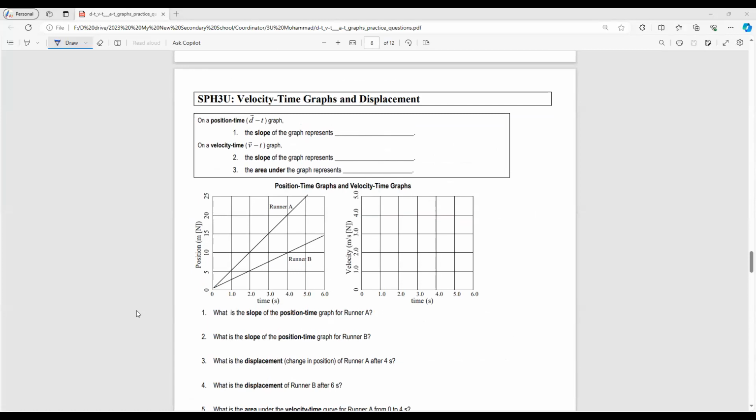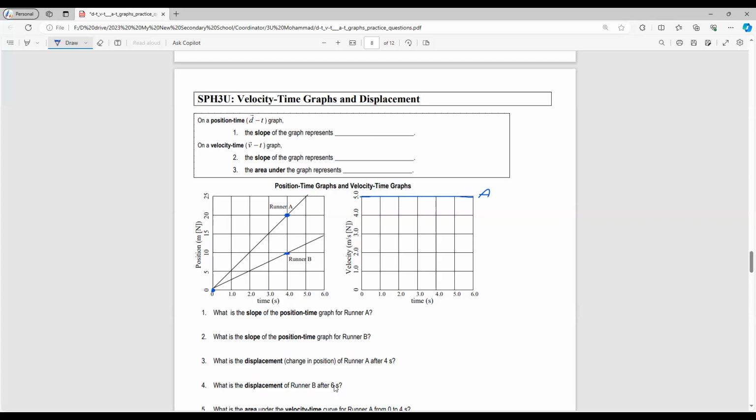Okay, so here are some concepts on how to turn from one graph to another. When you have a position-time graph and you need to get velocity, you find the slope of the line, right? So for runner A, rise over run. You can choose any 2 points, like the origin. The vertical change is 20, the horizontal is 4. So rise 20 divided by run 4 gives you 5. It shows constant velocity.